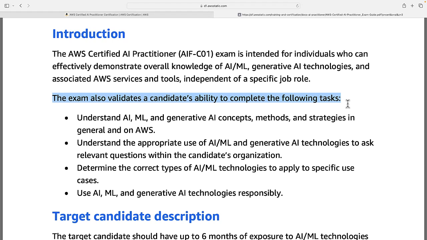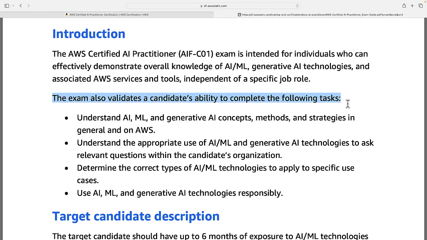Determine the correct types of AI ML technologies to apply to specific use cases. Think of that as AWS saying, which of their services should you recommend to your customer or organization, right? It's about understanding which AWS services you should be using. And then use AI, ML, and generative AI technologies responsibly. Of course, there are ethical and security considerations when we're deploying AI. We've got to be very, very careful. This is an evolving space.